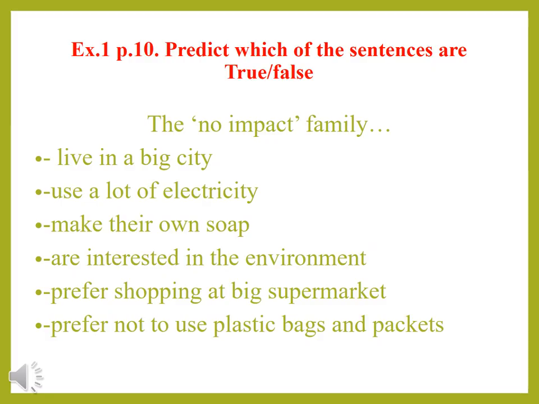Now open your books at page 10, exercise number 1. Trying to predict what the text is about before we read will help us to understand it better. Please decide which of the sentences you think are true or false. The no impact family: live in a big city. Use a lot of electricity. Make their own soap. Are interested in the environment. Prefer shopping at big supermarkets. Prefer not to use plastic bags and packets.